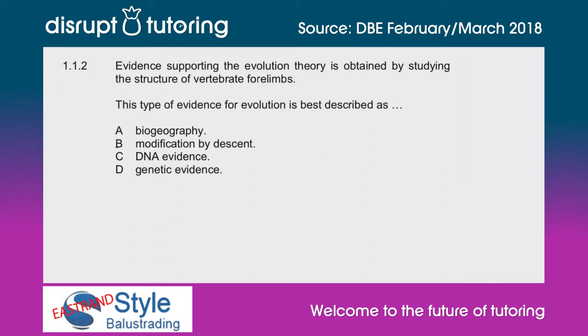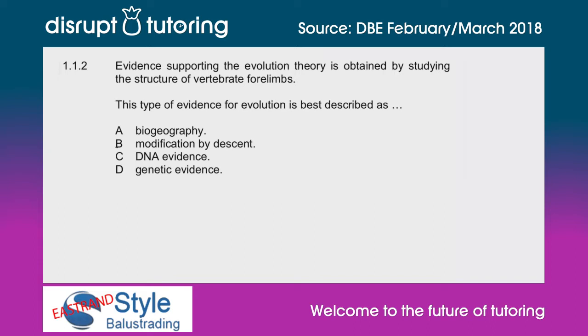Today I'm going to be taking you through a question on evolution which was taken from the February and March 2018 DBE exam. So let's jump in. The question says, evidence supporting the evolution theory is obtained by studying the structure of vertebrate forelimbs. This type of evidence for evolution is best described as A. Biogeography, B. Modification by descent, C. DNA evidence, or D. Genetic evidence.